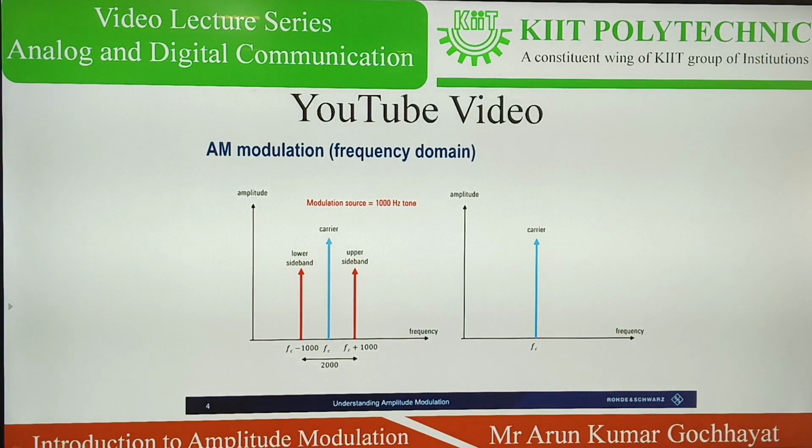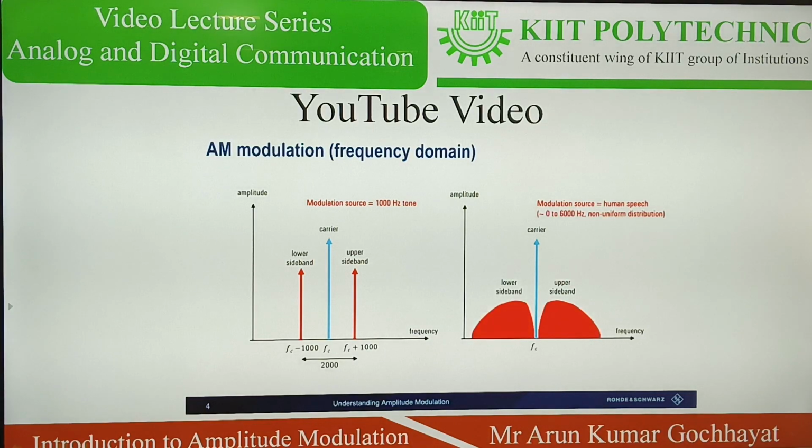Human speech, on the other hand, contains very broad and non-uniform spectral content. So if human speech is our modulation source, then our upper and lower sidebands will also be broad and non-uniform, and the total width of our AM modulated signal will be twice the width of the highest modulating frequency.